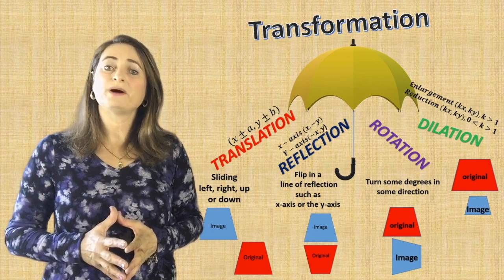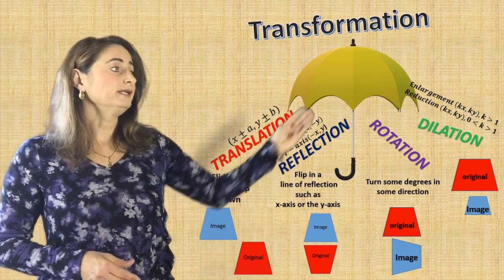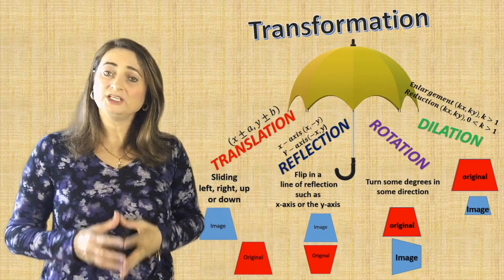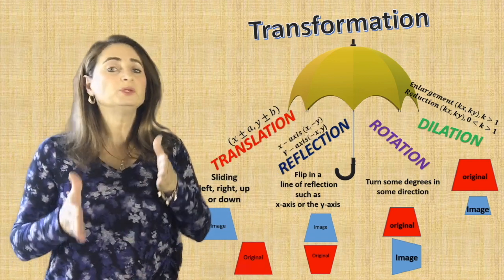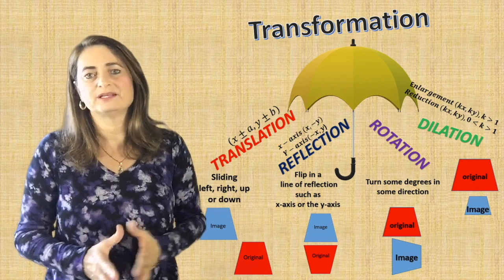The last one is dilation, and you can dilate a figure by enlargement if you multiply each coordinate by a scale factor that's more than 1, which is the k, and it's a reduction if you multiply each coordinate by a scale factor between 0 and 1. So it's less than 1, but more than 0 because it can be a negative number.